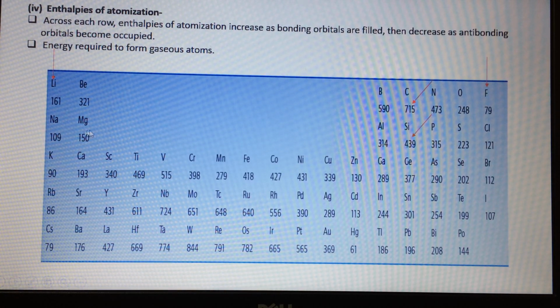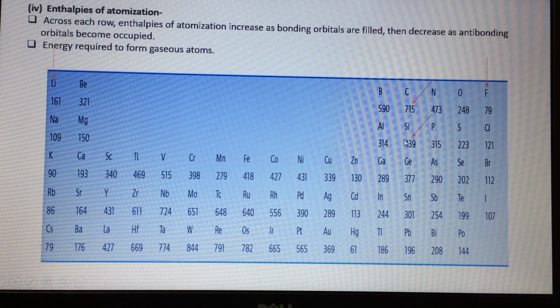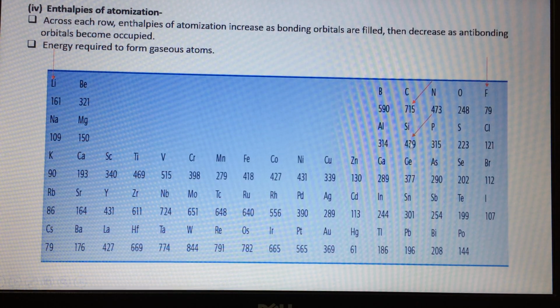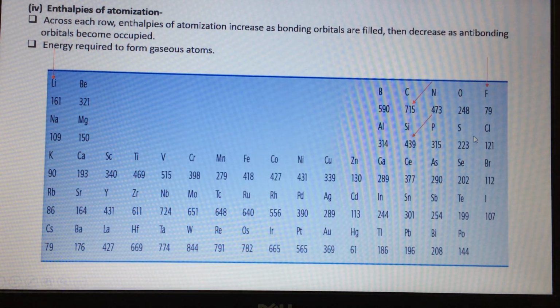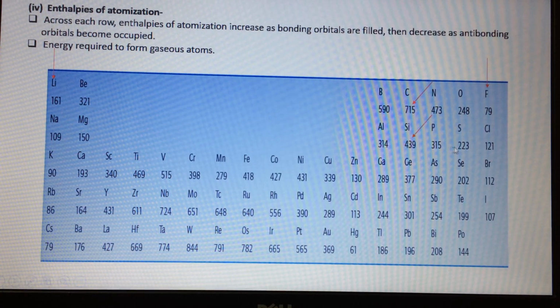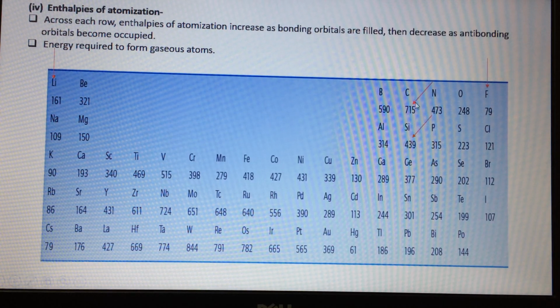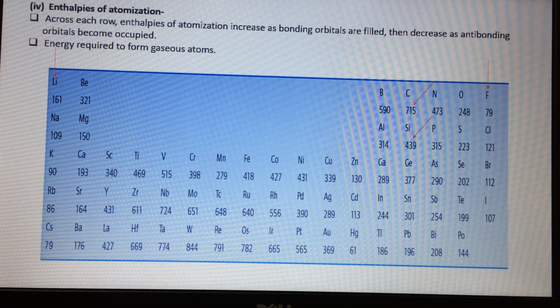Here similar things also happen. First the atomization energy increases and goes to the highest level, it reaches the highest position, and then again decreases. Similar things happen also in this series, I mean this row. And this is all about the properties of the periodic table.